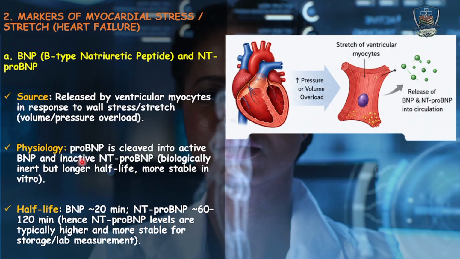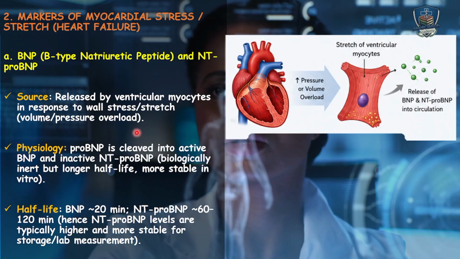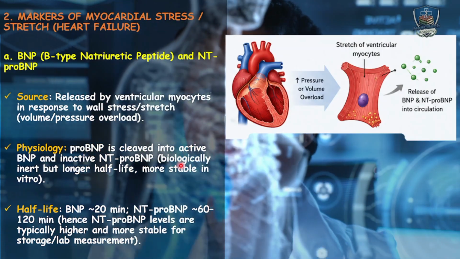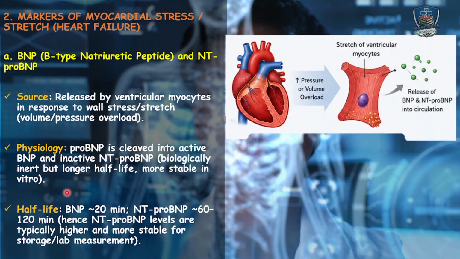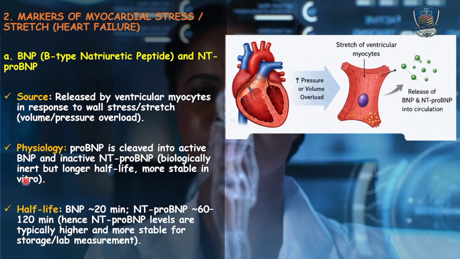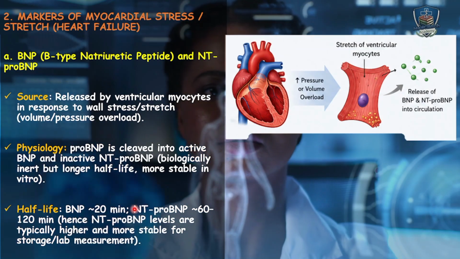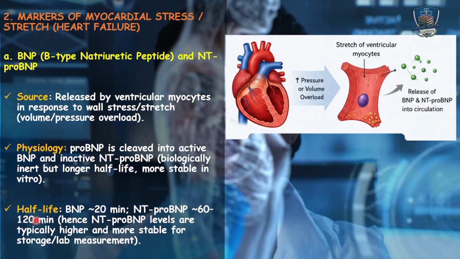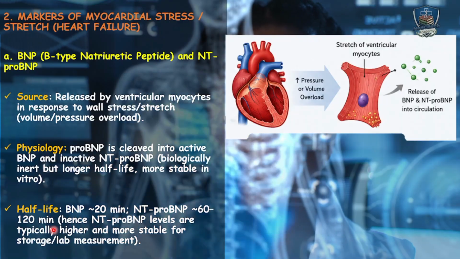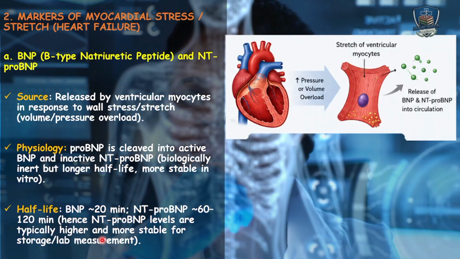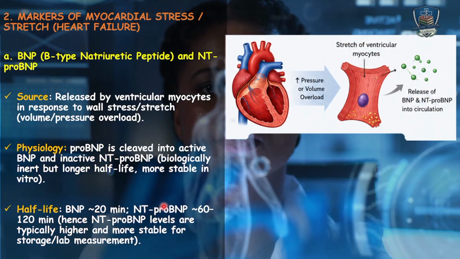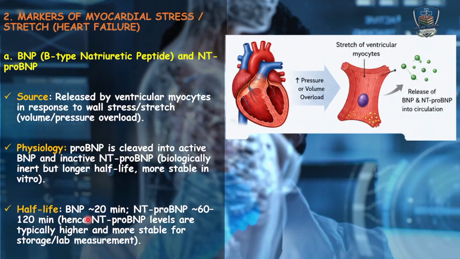So the markers of myocardial stress or stretch are seen when there's a release of BNP and NT-proBNP. Pro-BNP is cleaved into active BNP and inactive NT-proBNP, which is biologically inert but has a longer half-life and is more stable in vitro. In terms of half-life, BNP is 20 minutes, and NT-proBNP is 60 to 120 minutes. The NT-proBNP levels are typically higher and more stable for storage and lab measurements, so we tend to use the NT-proBNP.